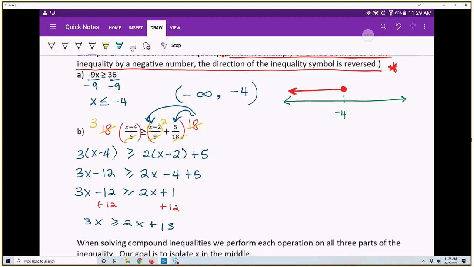And then I want to move 2x over, so subtract 2x from both sides. And I'm going to have 3x minus 2x is x. X is greater than or equal to 13. All right, so x is greater than or equal to 13.